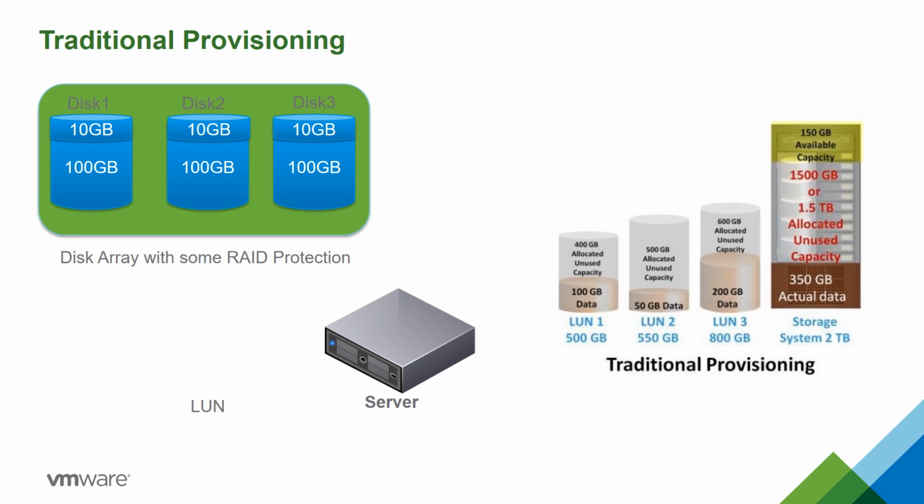So how do we visualize this? Take this example on the screen. There are three physical disks, disk 1, disk 2, disk 3, each 100 GB in capacity. Now I have logically pooled these three 100 GB hard drives together and built a RAID protection on top of it, so that even in case one of the drives fails, I will be able to rebuild it.